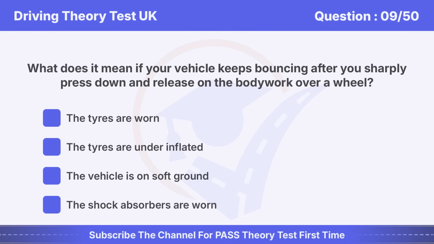Question 9. What does it mean if your vehicle keeps bouncing after you sharply press down and release on the bodywork over a wheel? Answer is D. The shock absorbers are worn.